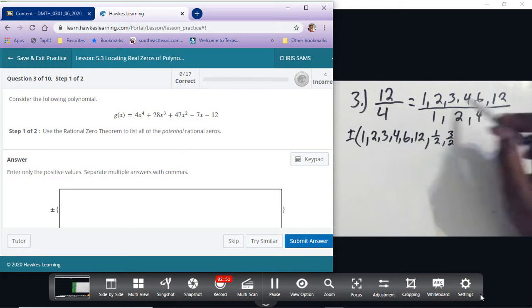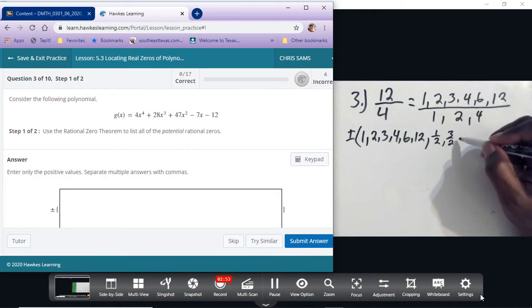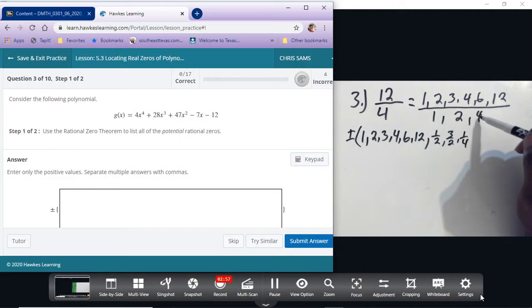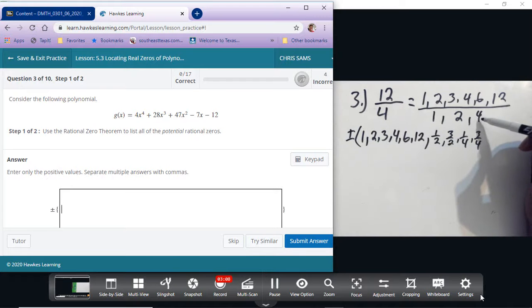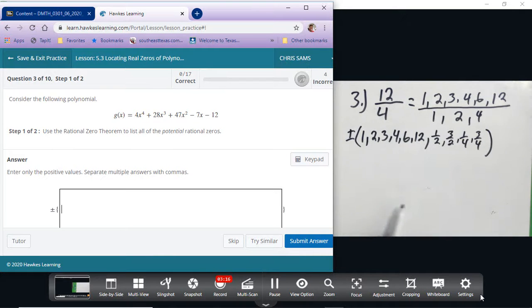Alright, now we're going to divide everything by 4. So we get 1/4. 2 over 4 is 1/2. We already have it. 3 over 4, we don't have it. 4 over 4 is 1. We got it. 6 over 4 is 3/2. We got it. 12 over 4 is 3. We got it. Okay, so you don't have to list them twice. So this would be our list of possible rational zeros.